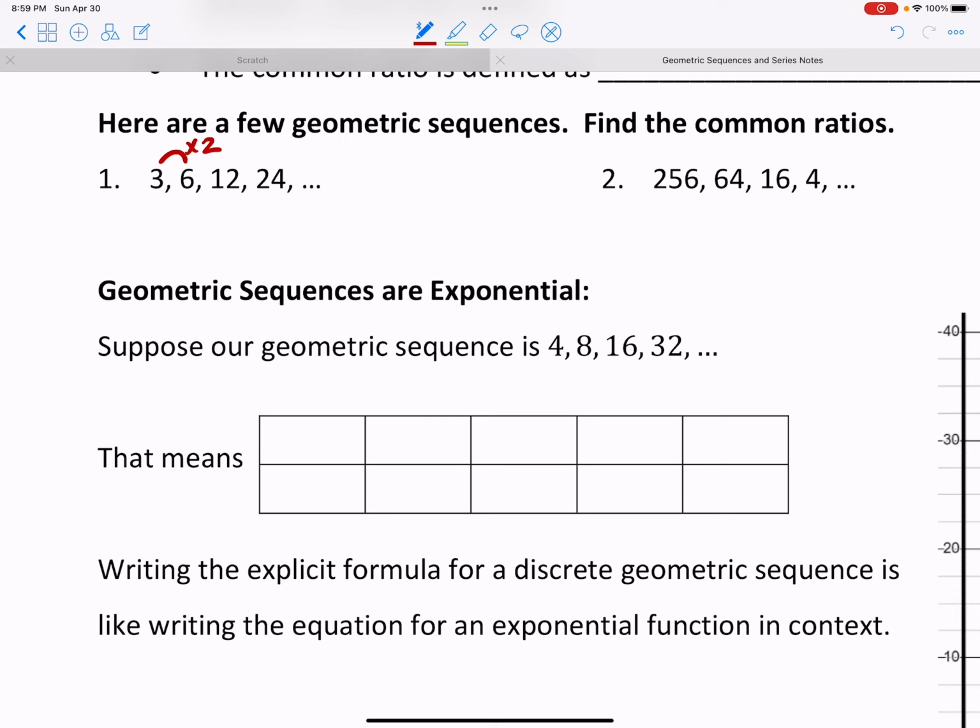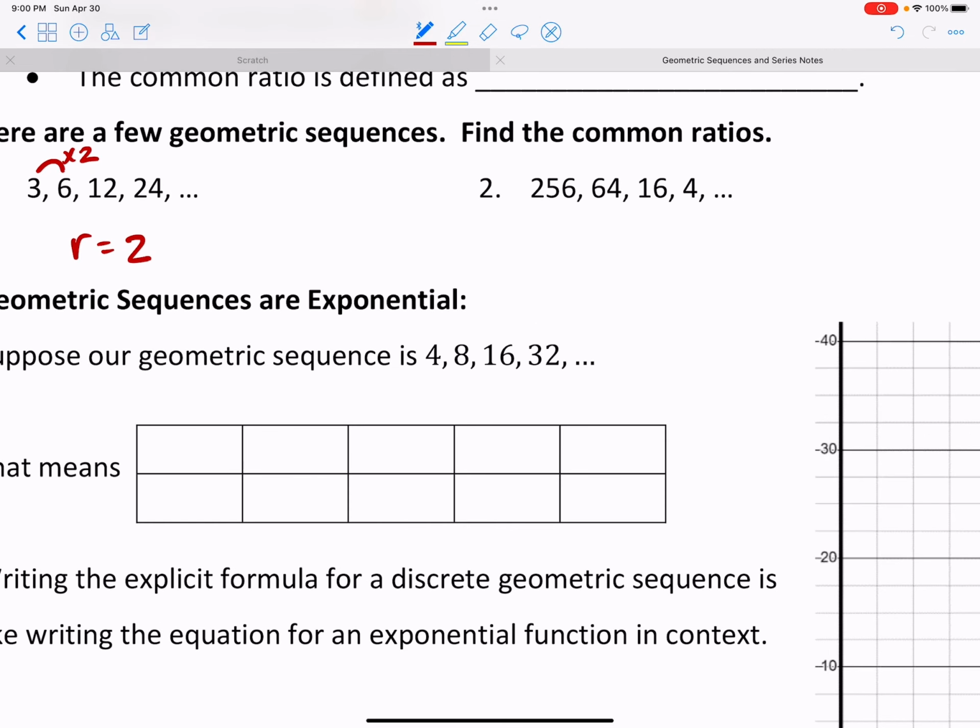So instead of taking my second term and subtracting my first to find a common difference, if I take this term 6 and divide by the previous term 3, I get a common ratio of 2. And I would see that between any two consecutive terms. So 12 divided by 6 would be 2, or 24 divided by 12 would be 2. So instead of a common difference, we have a common ratio. So we would say this is a geometric sequence with a common ratio of 2.